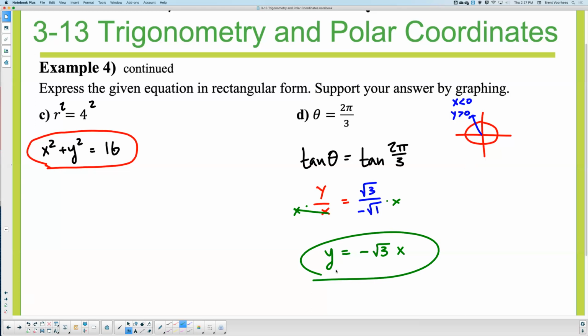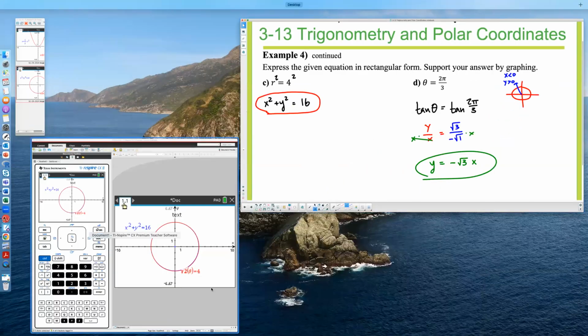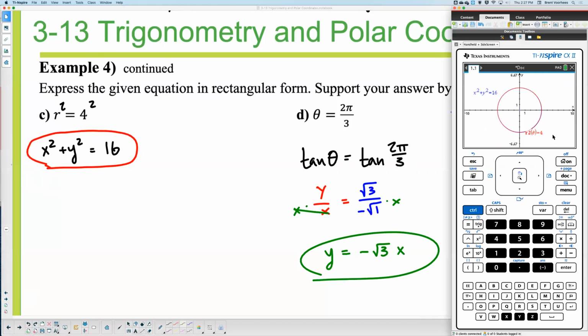Now, what does that look like? I can't graph this one in my Inspire. I cannot do it, but I can graph the negative square root 3. If I graph y equals negative square root 3 of x, it's this line.